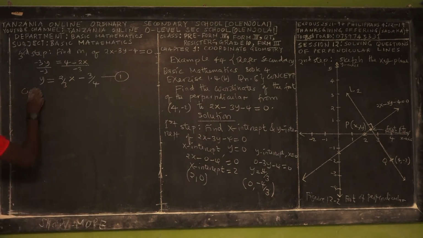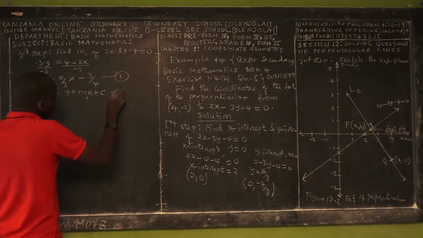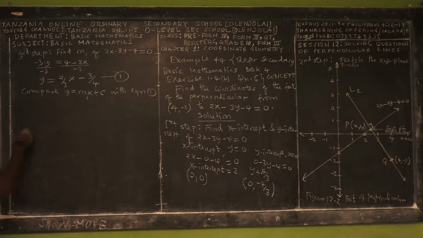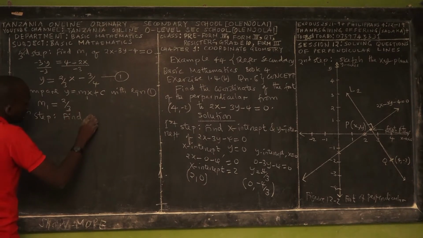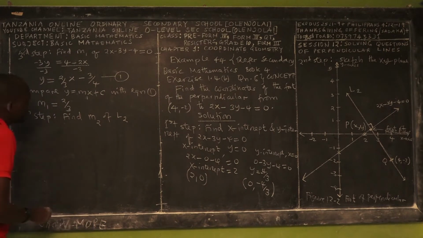To obtain it, compare y is equal to mx, or y is equal to m1x plus c, with equation 1 above. So if we compare, m1 is equal to 2 over 3. So the next step, find m2 of L2, the perpendicular line.